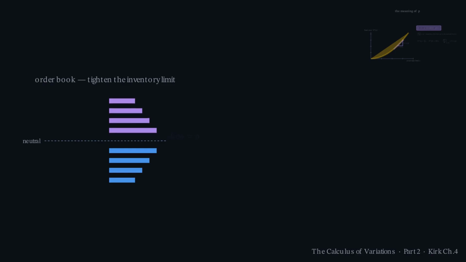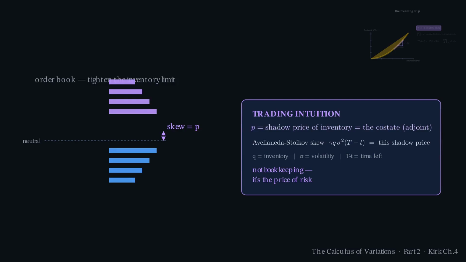In market making, that shadow price is the co-state. The famous Avellaneda-Stoikov's Q, gamma, times inventory Q times volatility sigma squared times the time left, big T minus t, is exactly this. The marginal cost of carrying one more unit of inventory. Not bookkeeping, the price of risk.